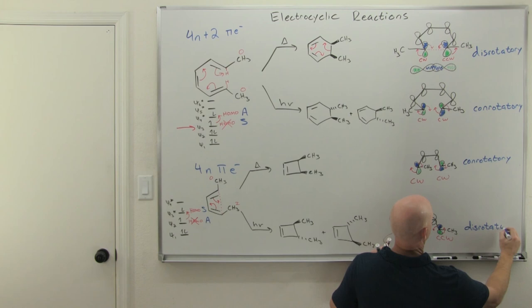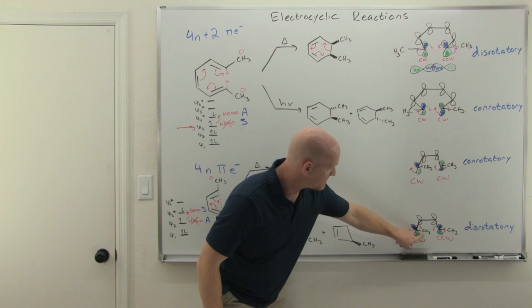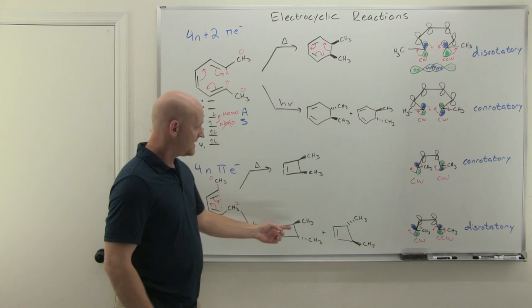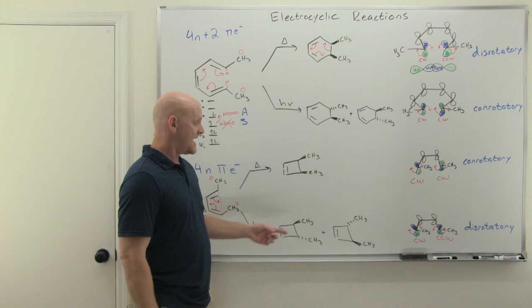Cool. We can also see that one methyl group is going to be forced down and be a dash. The other one's going to be forced up and be a wedge. They're going to be trans to each other in the product. And again, I chose clockwise and counterclockwise. I could have chosen counterclockwise and clockwise. And that's why you get both enantiomers in this case.